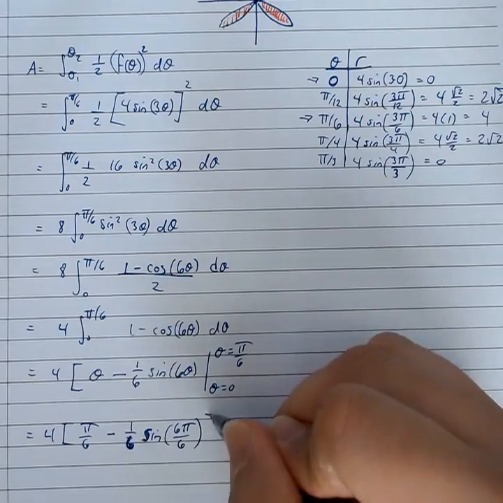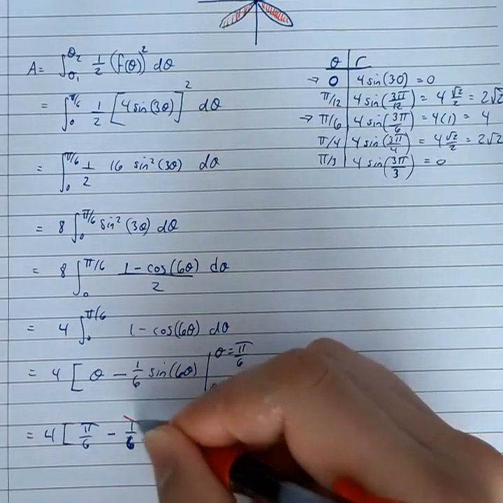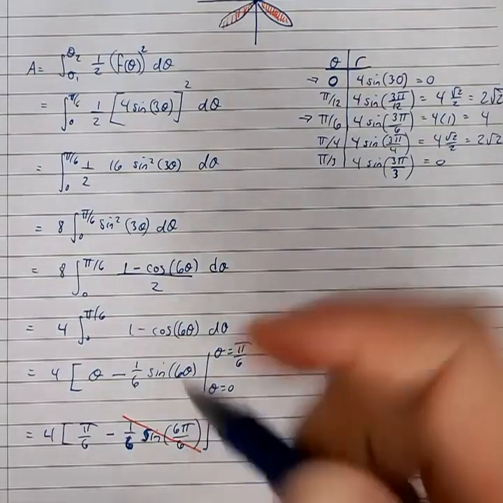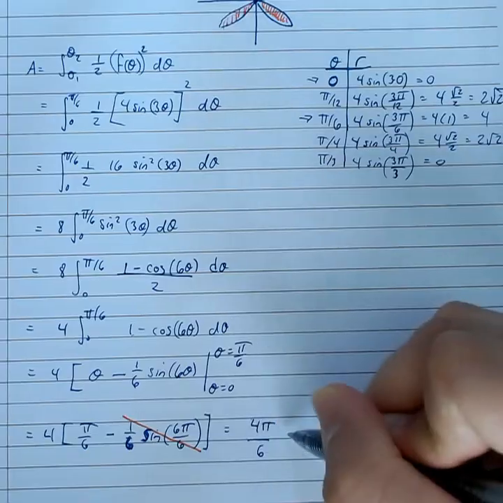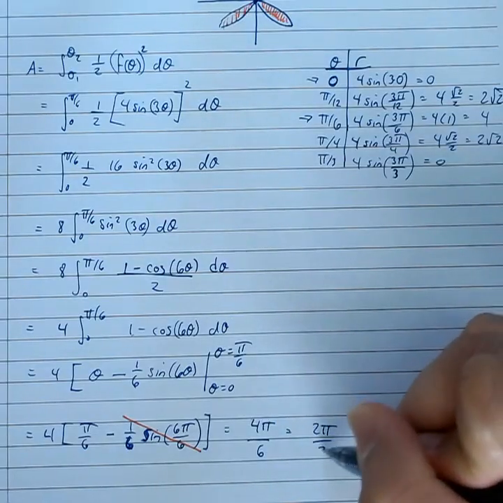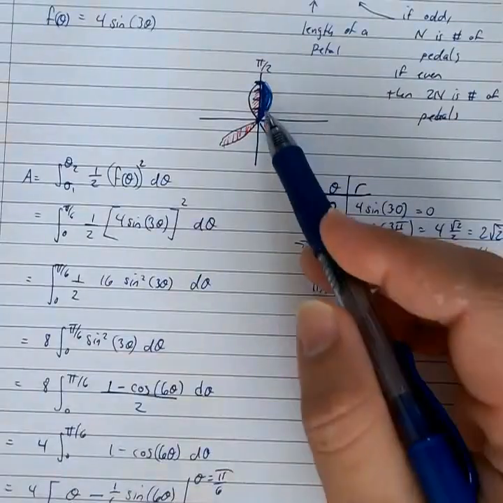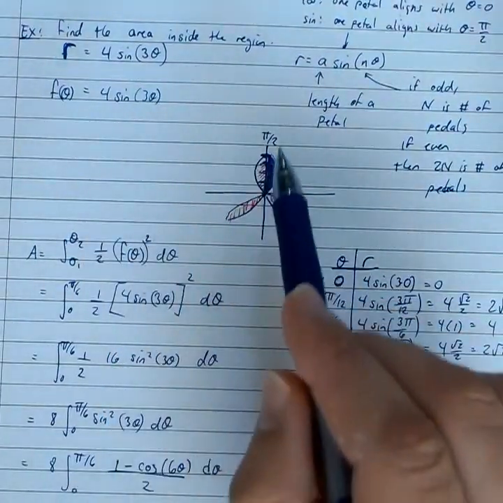All right, well, we can simplify that. Sine of pi is going to be 0. Okay, so that's just going to go away. So in the end, we end up with 4 pi over 6, which reduces down to 2 pi over 3, just like that. But then don't forget, what we found was this area here in blue. That's not the full area we wanted. We wanted the area inside the whole region.